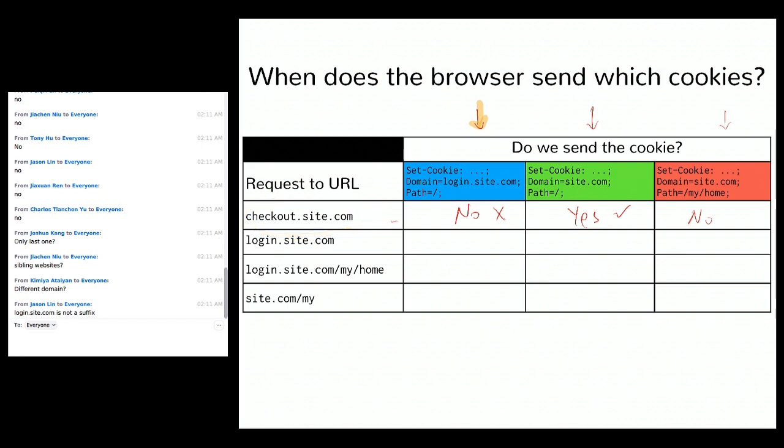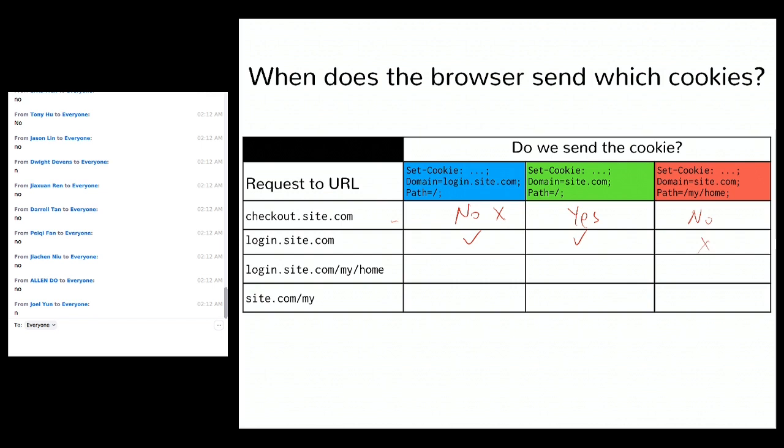Okay, so let's now look at the second one. Let me erase these things here. We're sending a request to login.site.com. Do we send the login.site.com cookie? Yeah, right. So we send this one. Do we send the site.com cookie? Yeah. Okay. What about the last one? Do we send the last cookie? No, right? And again, the reason we don't is because of the path, right? The actual domain is a suffix.